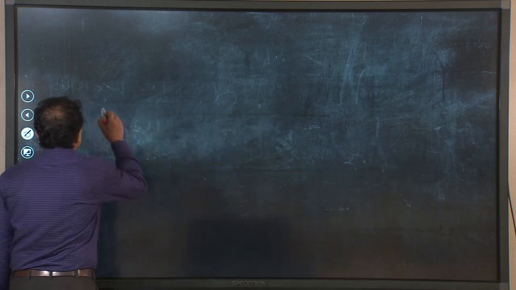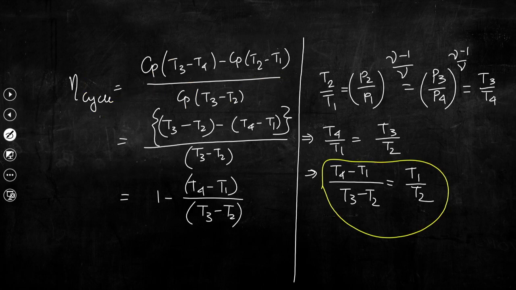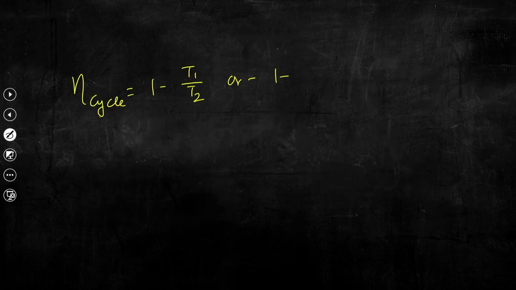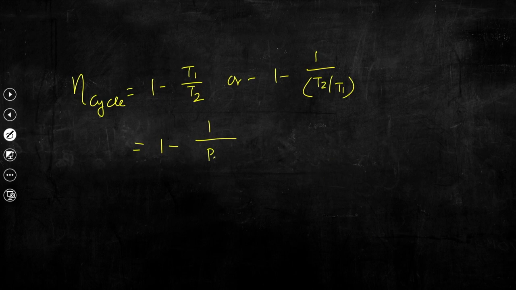So, what can we write again? Then cycle efficiency equals 1 minus T 1 by T 2. So, what is 1 minus T 1 by T 2? If we have T 1 by T 2, then we can again write 1 minus 1 upon T 2 by T 1. So, that equals 1 minus 1 upon what is T 2 by T 1? T 2 by T 1 is P 2 by P 1 power gamma minus 1 upon gamma.